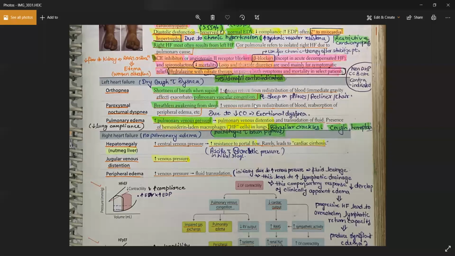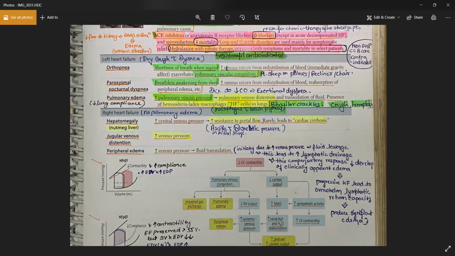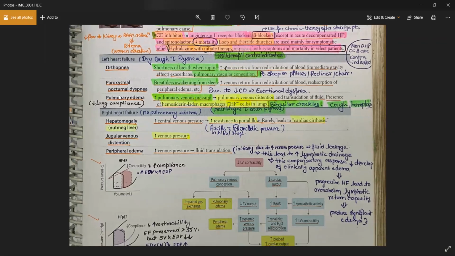You will get dyspnea, orthopnea, shortness of breath. The patient will also get paroxysmal nocturnal dyspnea. Because of this reduced cardiac output, they will get exertional dyspnea, breathlessness awaking from sleep. The patient will also get pulmonary edema, which reduces the compliance of the lungs. Whenever the edema occurs in the lungs, it will reduce the compliance of the lungs.